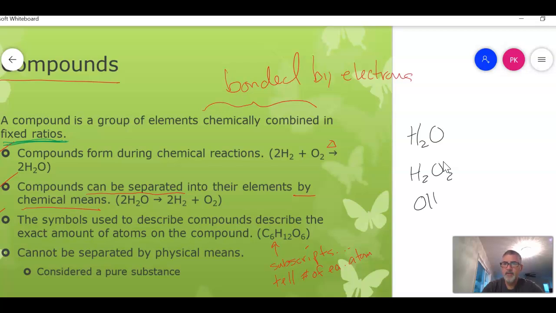If I drink this, this is hydroxide, right? That's a hydroxyl group. This is very toxic, right? It only has 1 hydrogen instead of 2. So the only one that's water is the one that's in the correct fixed ratio.